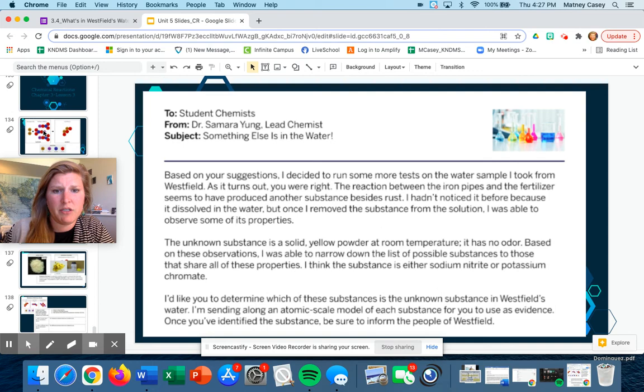Based on these observations, I was able to narrow down the list of possible substances to those that share all of these properties. I think the substance is either sodium nitrate or potassium chromate. I'd like you to determine which of these substances is the unknown substance in Westfield's water. I am sending along an atomic scale model of each substance for you to use as evidence. Once you've identified the substance, be sure to inform the people of Westfield.